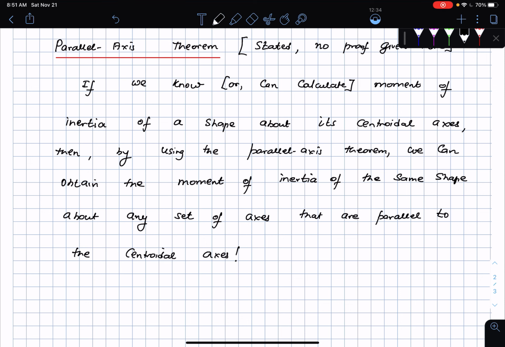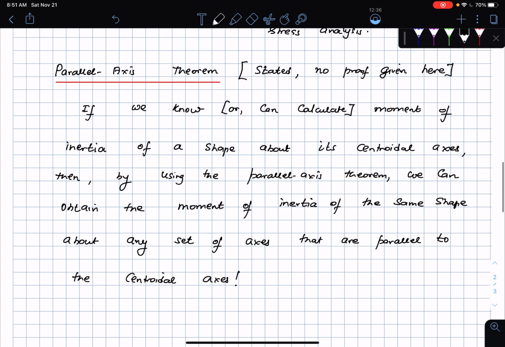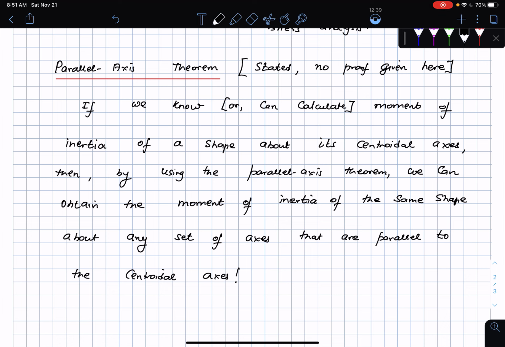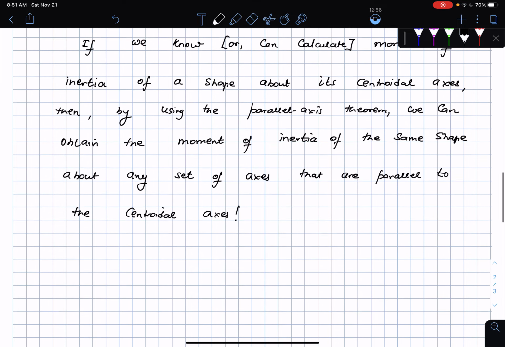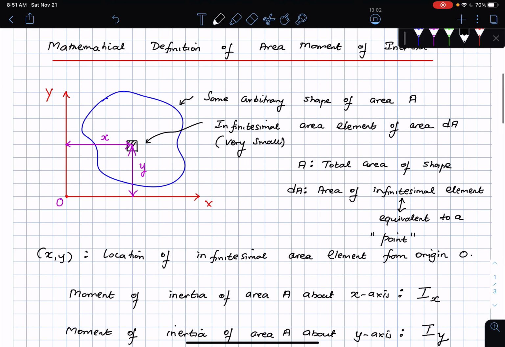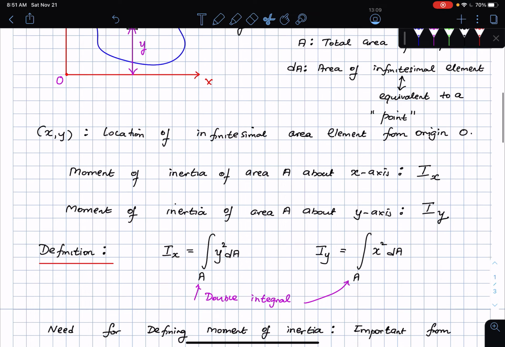This is the beauty or the power of the parallel axis theorem. Once again, the statement is, if we know or can calculate the moment of inertia of a shape about its centroidal axis, then by the use of the parallel axis theorem, we can obtain the moment of inertia of the same shape about any set of axes that are parallel to the centroidal axis. Here is the basic idea. I'm once again going to take my arbitrary shape from above. Let me take all of it, and then I'm going to whittle it down to the things that I need.